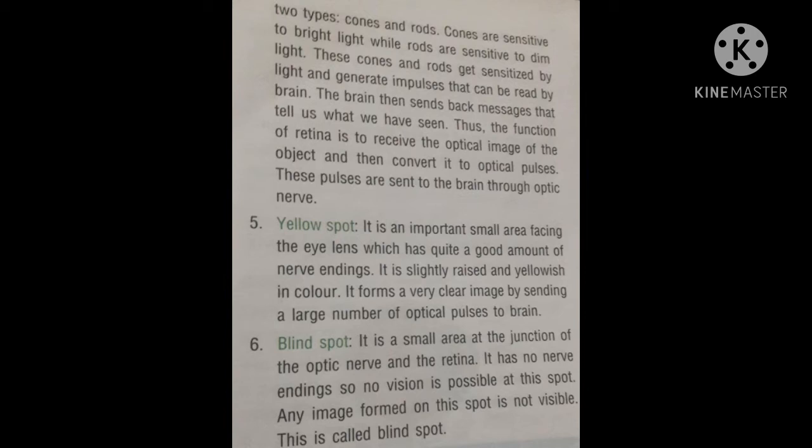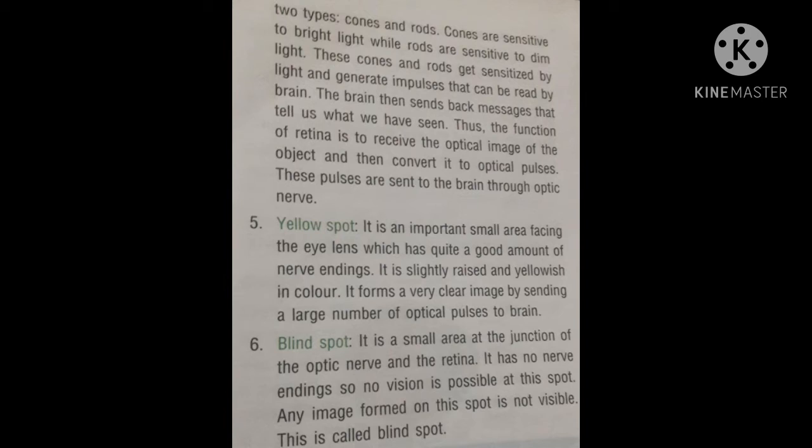These cones and rods get sensitized by light and generate impulses that can be read by brain. The brain then sends back messages that tell us what we have seen. Thus, the function of retina is to receive the optical image of the object and then convert it to optical pulses. These pulses are sent to the brain through optic nerve.